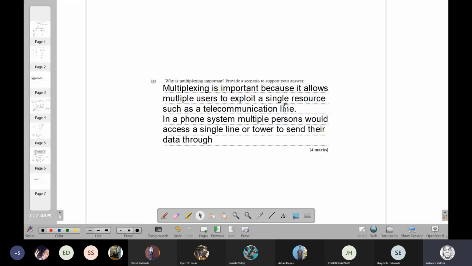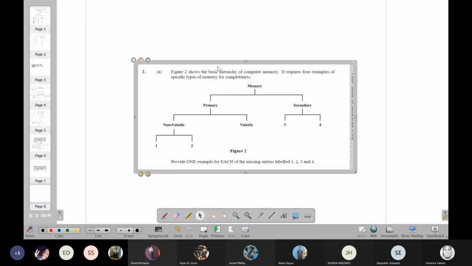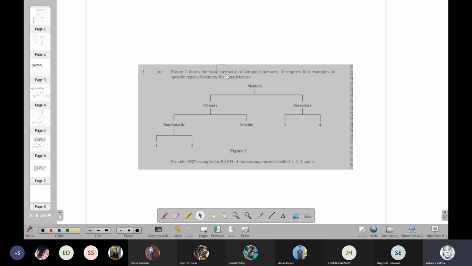So now we have question 2. Let me copy in question 2. It starts off as a super easy giveaway kind of question. It shows the basic hierarchy of computer memory, and it requires 4 examples of specific types of memory.